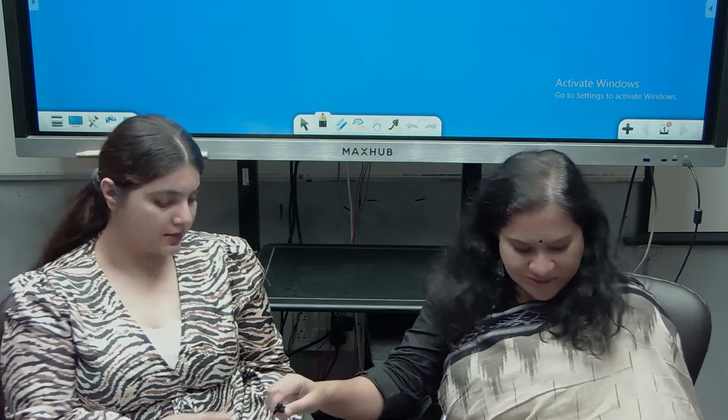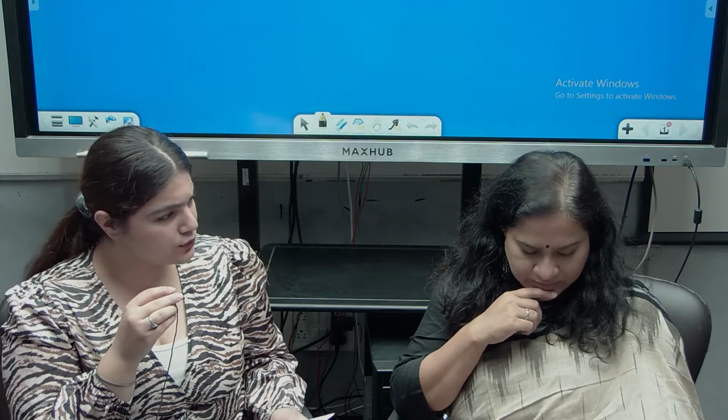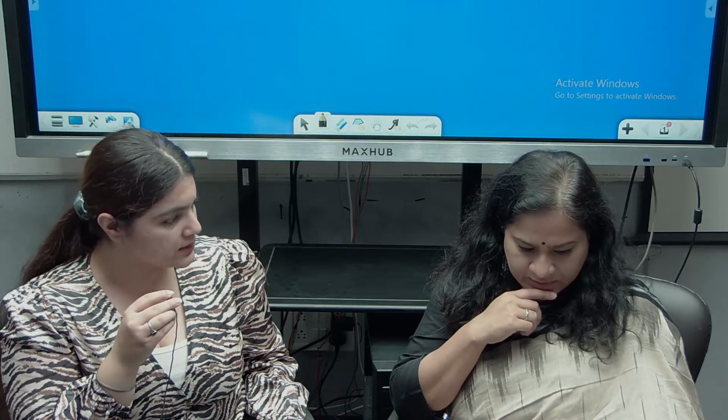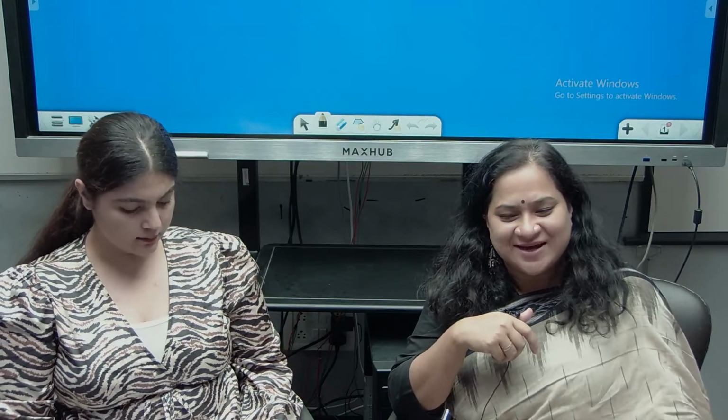So, ma'am, there is this student who is asking whether they need to read something prior to joining the classes or not. Is there some kind of reading required in the class? It is advisable that the school books, standard 11, 12th NCERT.